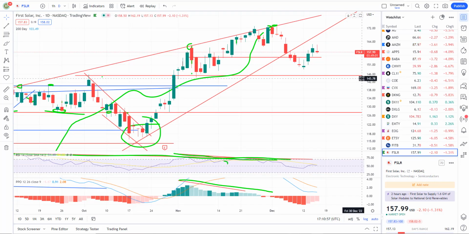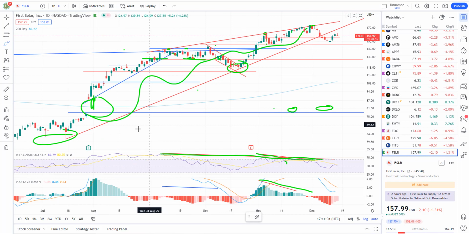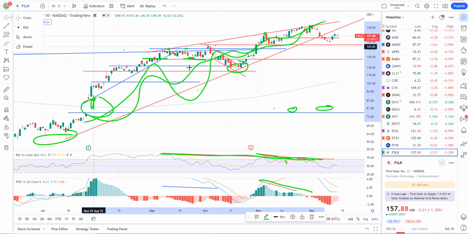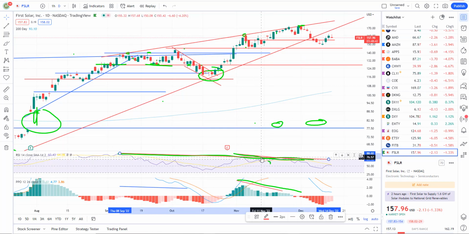FSLR. I'm adding a little bit to my short trade here. We could rally a little bit higher, but I'm going to step in right here and now. On this one, this is a daily chart. So again, we've got this bearish rising wedge pattern right there. We've just been grinding higher within this wedge, coiling. We have big negative divergence on the daily.